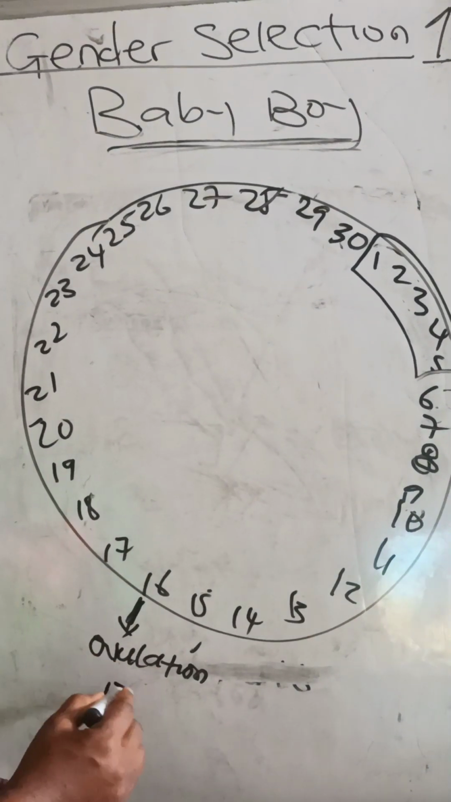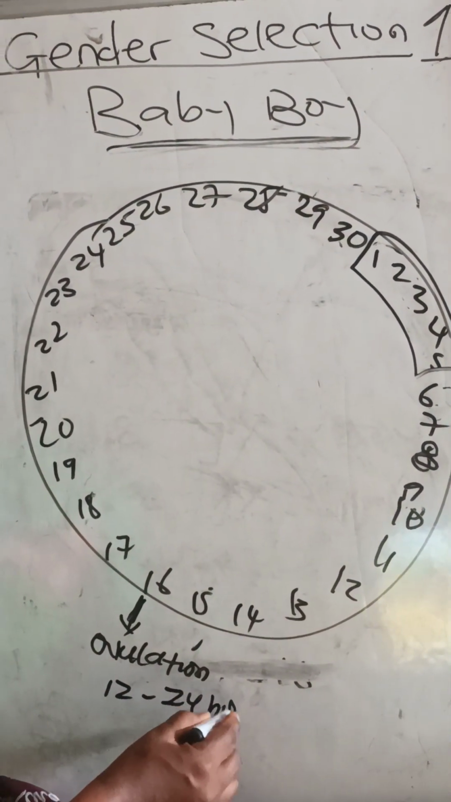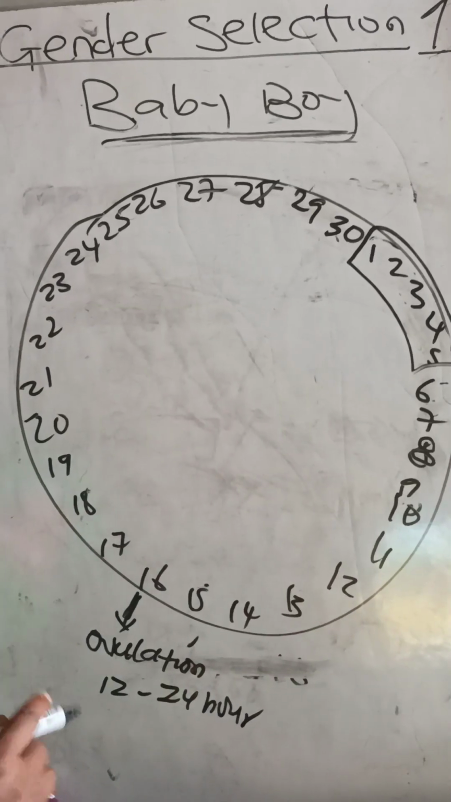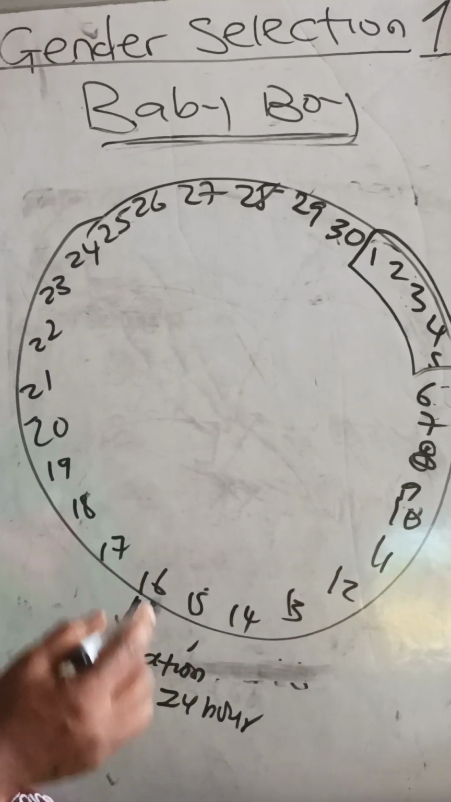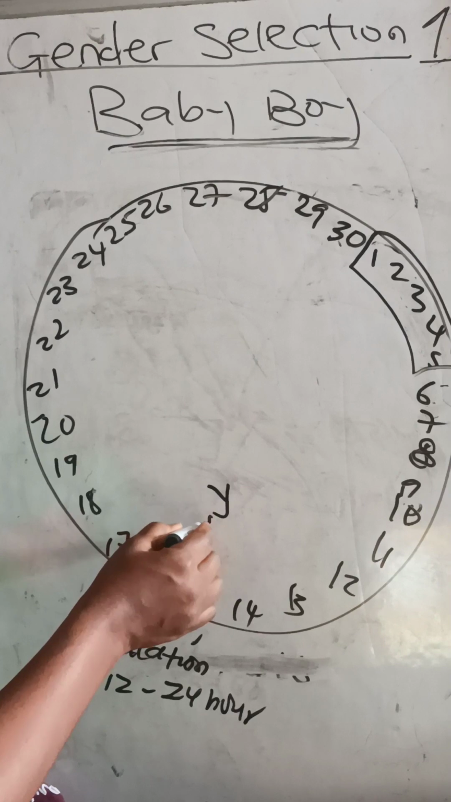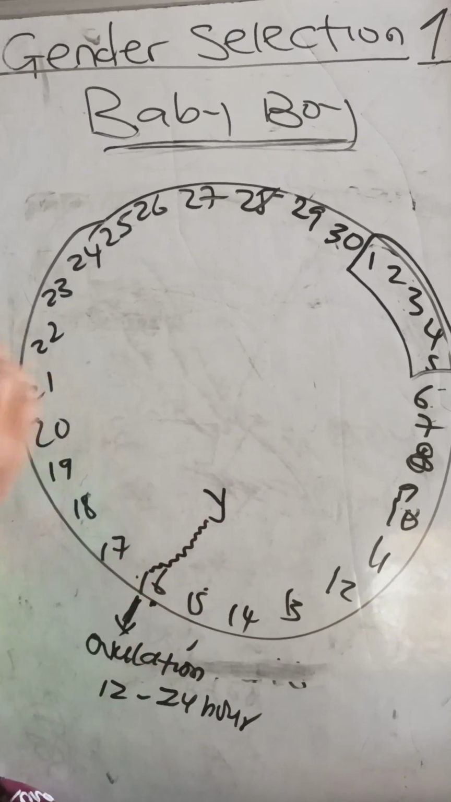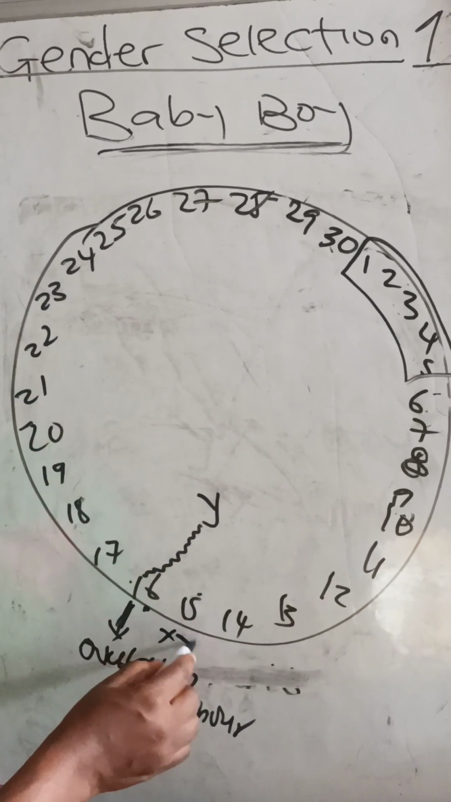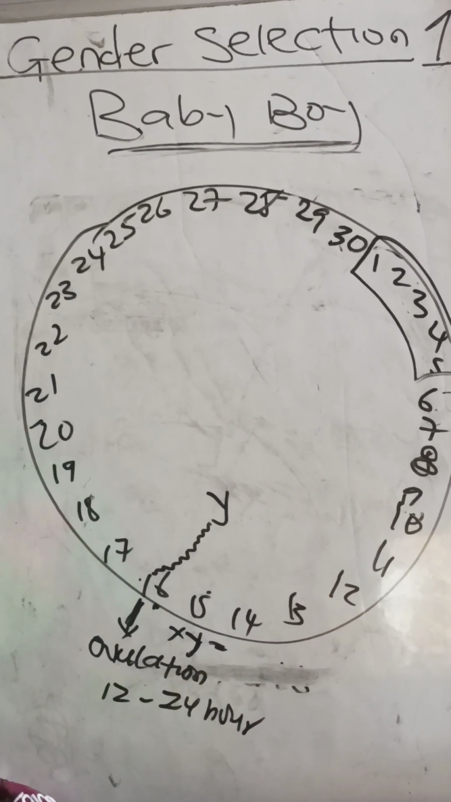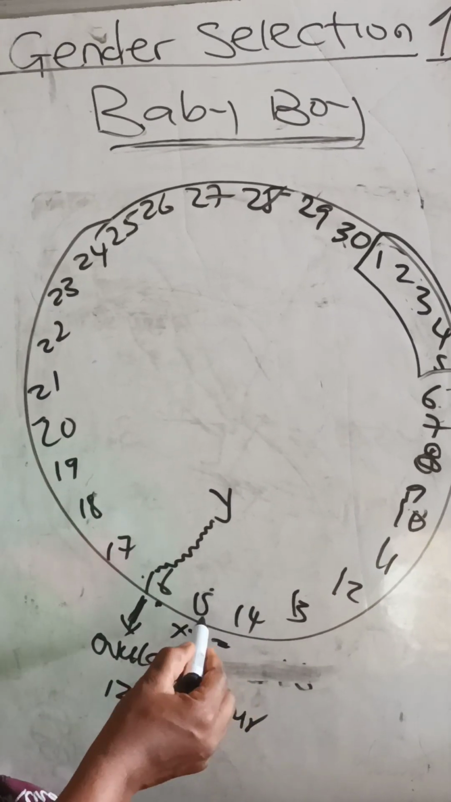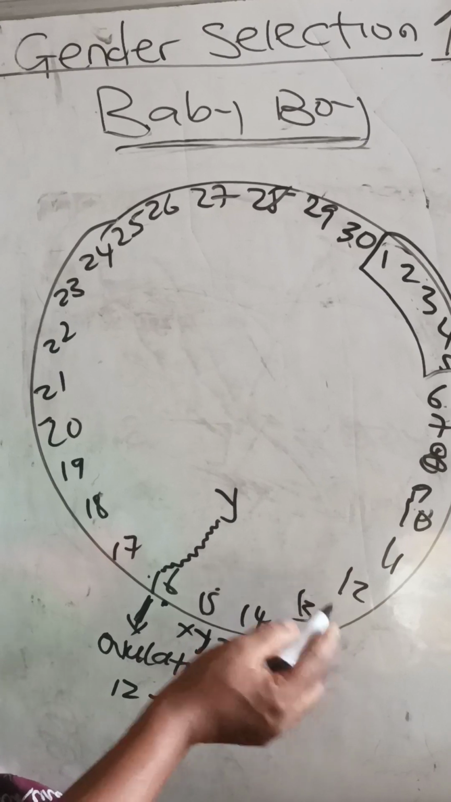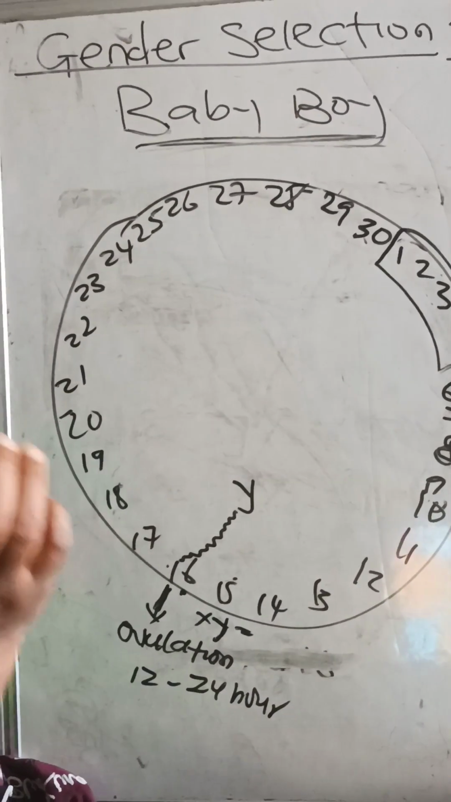The egg can only last 12 to 24 hours. Now, when intercourse comes on this day, because the Y chromosome swims faster, it will reach the egg faster, giving us what? XY, which is what? A baby boy.